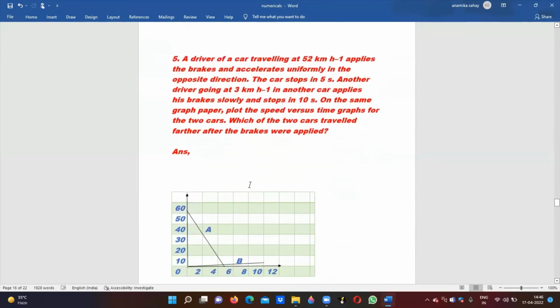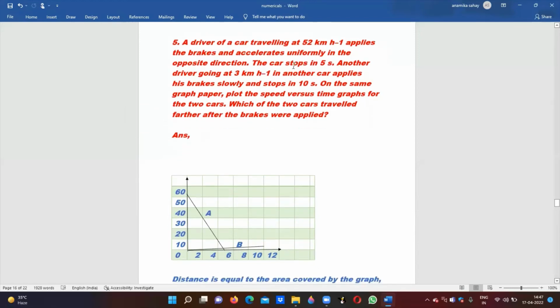Okay. Next question. A driver of a car traveling at 52 km per hour applies the brake and decelerates uniformly. The car stops in 5 seconds. Another driver going at 3 km per hour in another car applies his brake slowly and stops in 10 seconds. On the same graph paper, plot the speed versus time graph for the two cars. Which of the two cars travels farther after the brakes were applied?